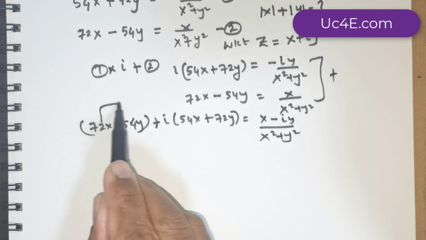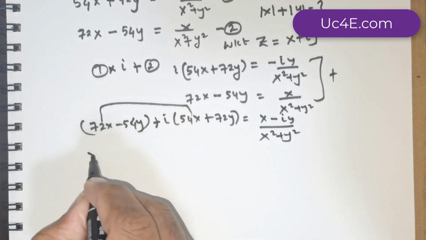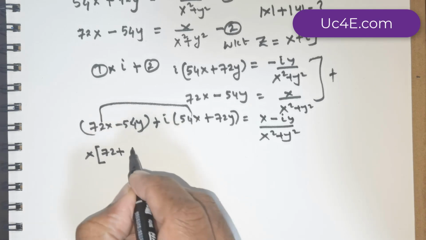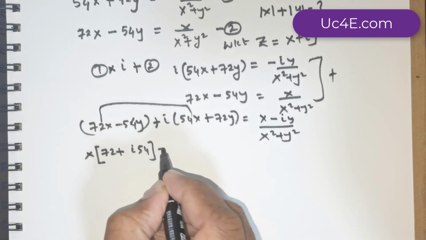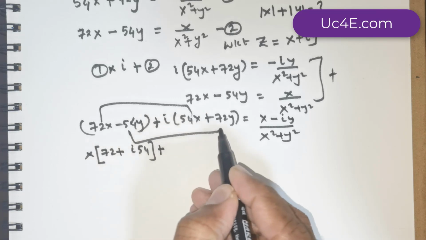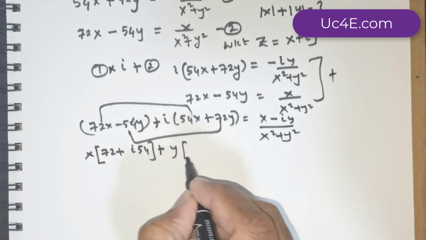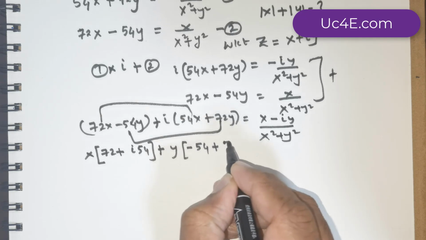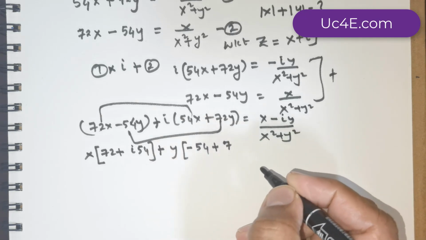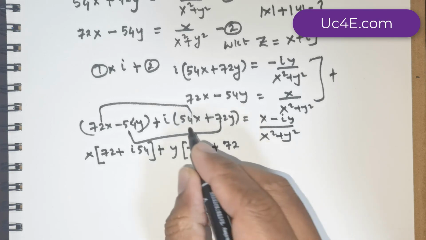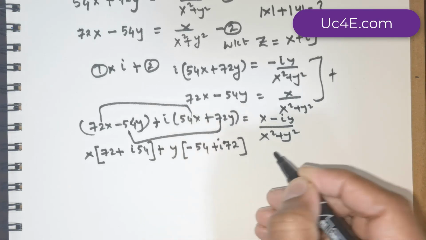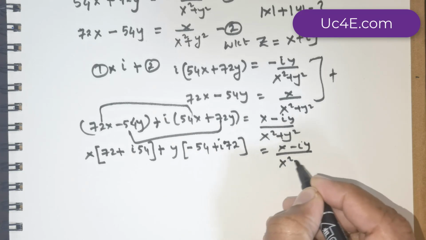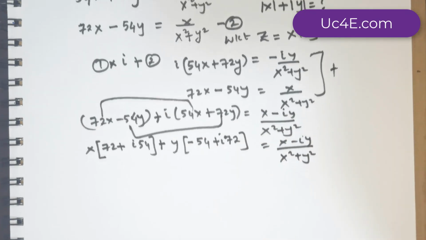Now I am going to connect these two together. So I take x out, I would get (72 + i times 54), followed by connecting these two together, I take y out. This is going to be (-54 + 72i) is equal to (x - iy) divided by x² + y². This is what we've got.